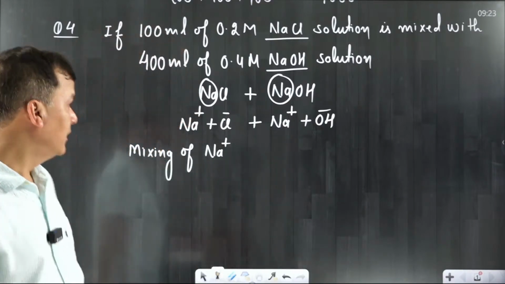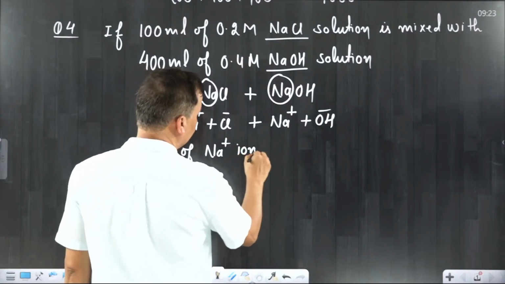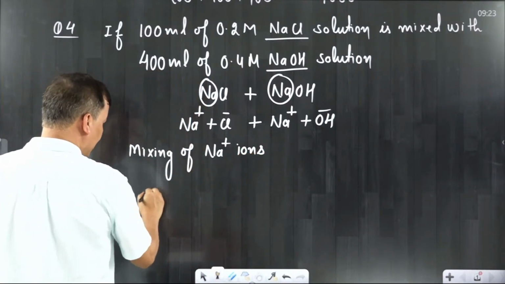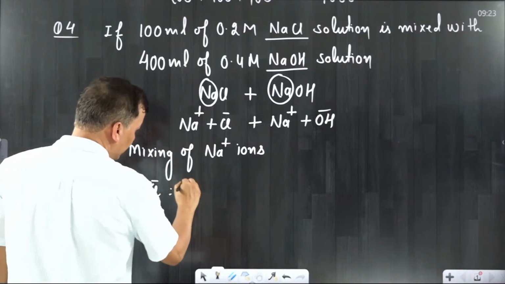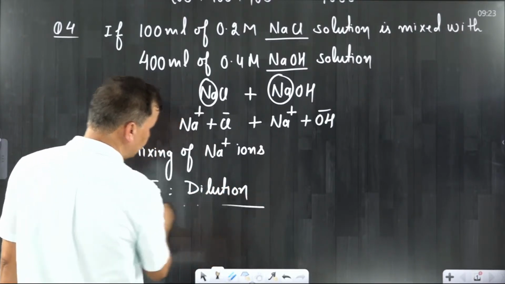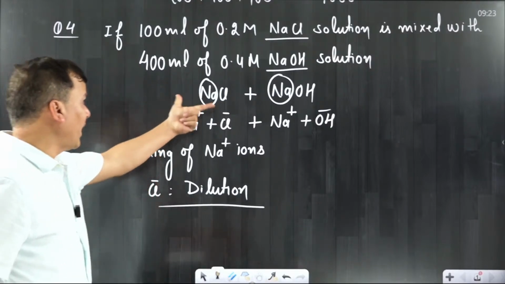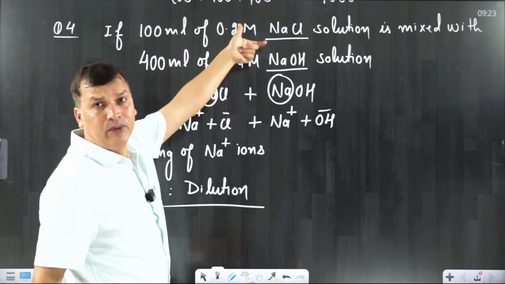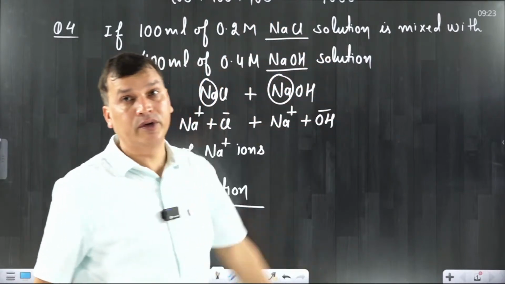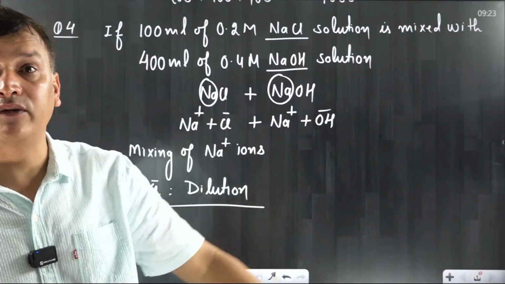But dear student, mixing of which ions will be there? Sodium ions. And what will be for the chloride ion? There will be dilution of chloride ion. If you say yes, then I will move further. Because dear, chloride ion is present in which solution? NaCl solution. When they are mixed with the sodium hydroxide solution, we will not get any chloride ion from the sodium hydroxide solution.